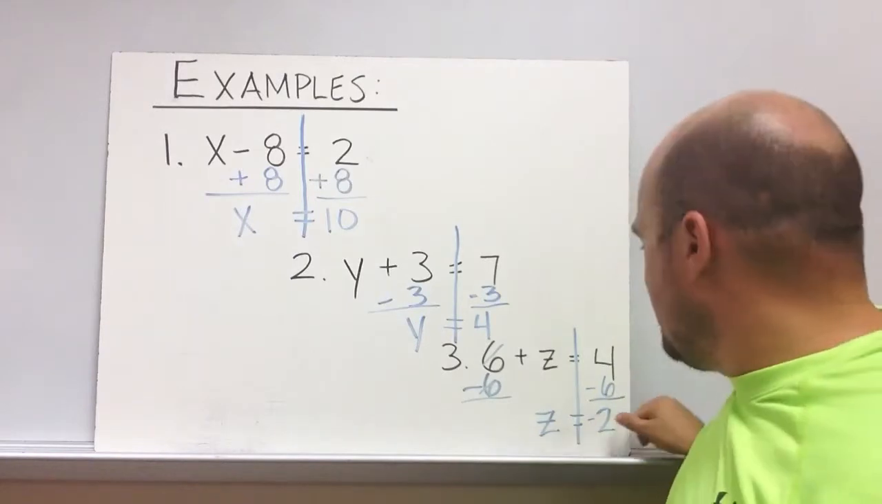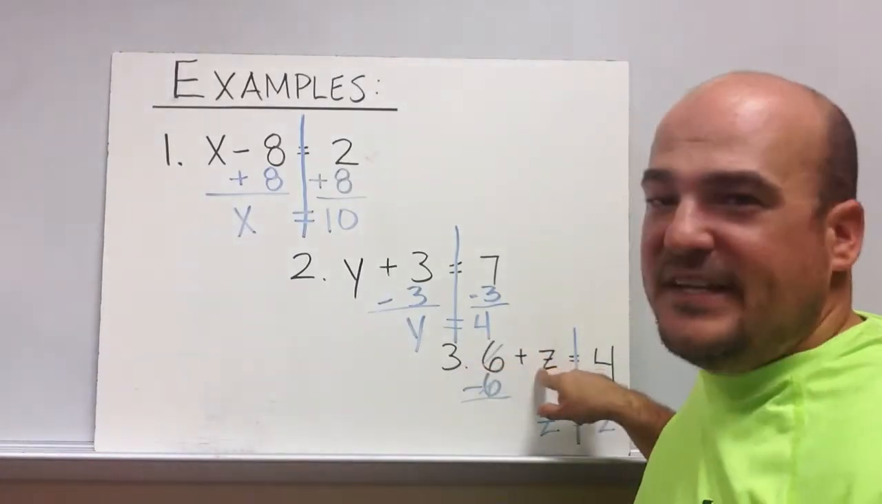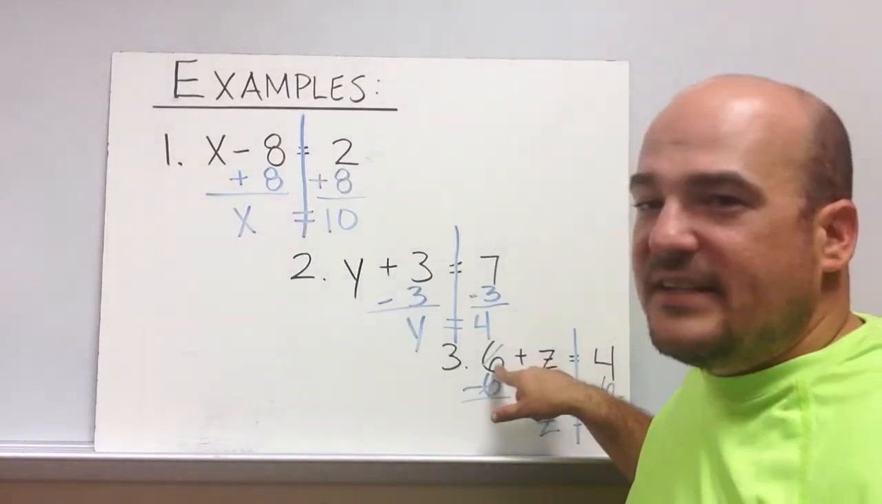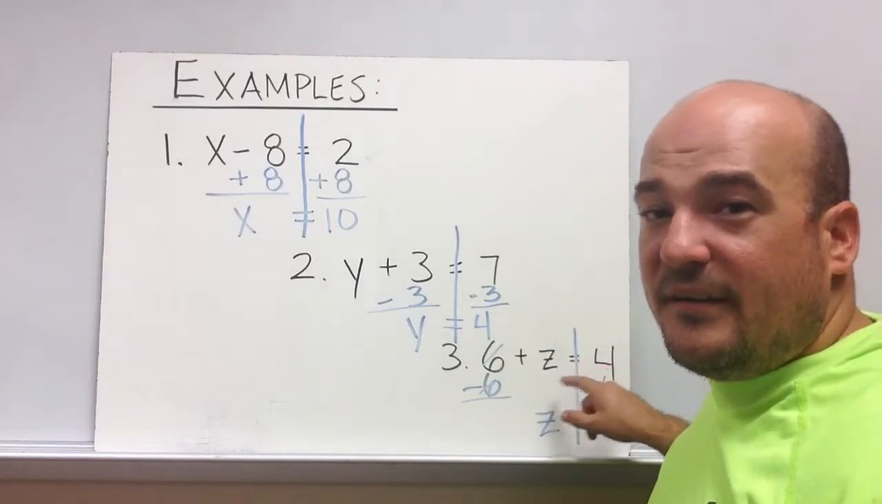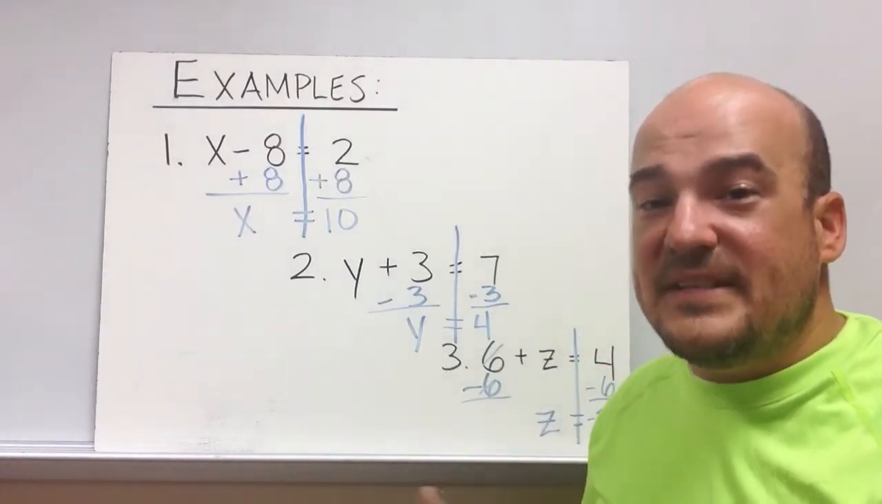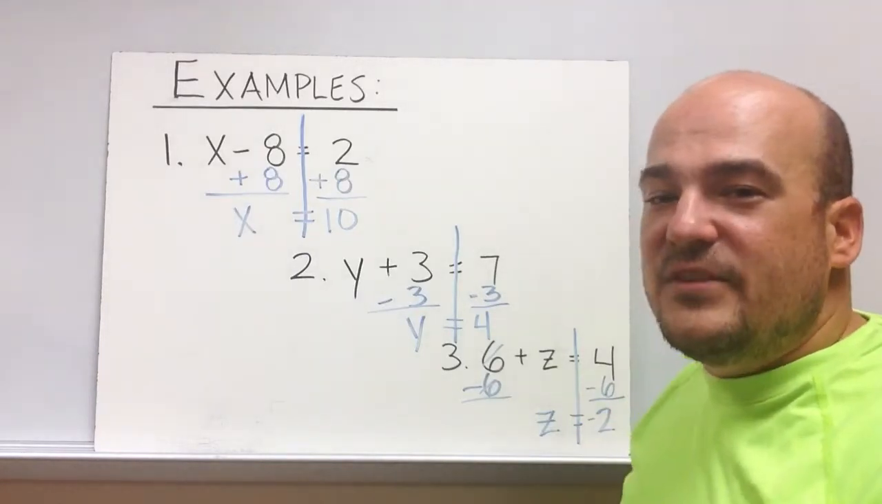The way that I check to make sure I have the right answer is I take that negative 2 and plug it back in for the z. So now I have 6 plus a negative 2 equals 4. And 6 plus a negative 2 does in fact equal 4. So that is the correct answer. z does equal negative 2.